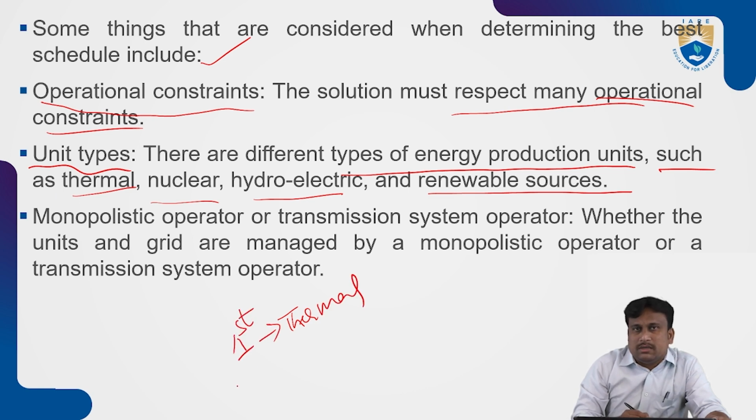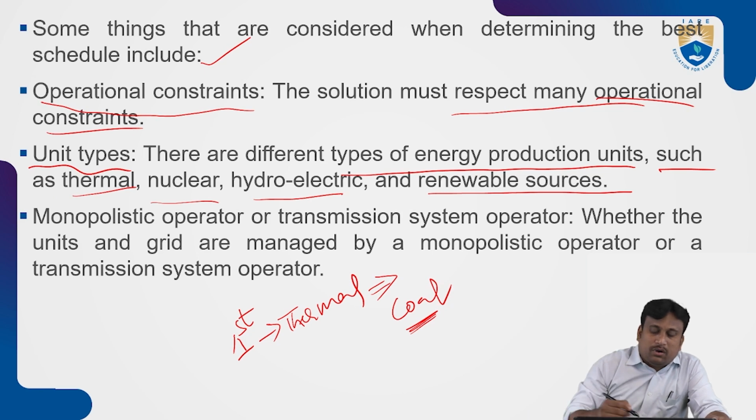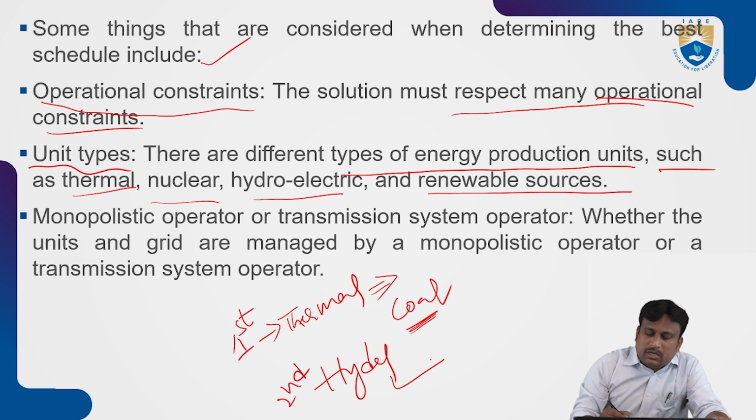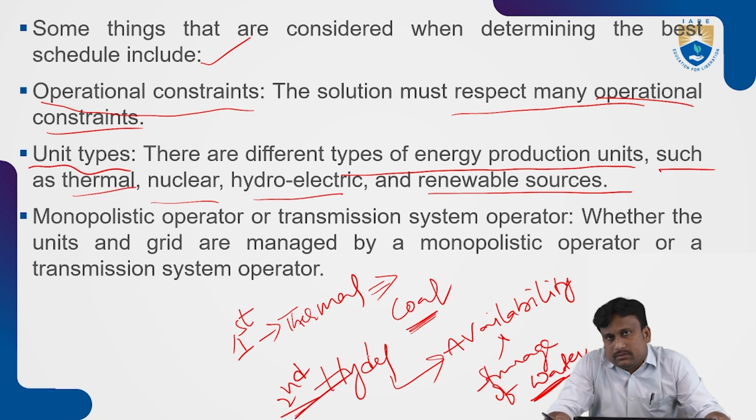Why? Because there is no difficulty here like seasonal effects, etc. Based on the availability of coal, the power generation takes place. If you go with hydel, this is the second place. This only runs on the availability and storage of the water. So this goes to the second preference.